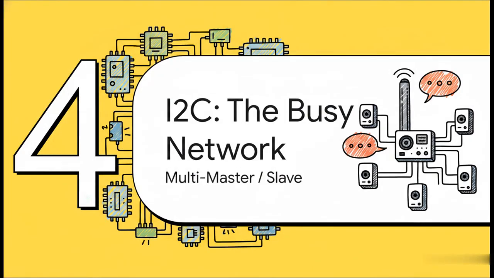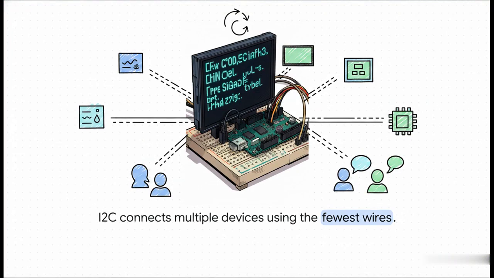Section 4, I2C, the busy network. If SPI is a massive highway with dedicated lanes, I2C is more like a highly efficient office intercom system. This is where I2C really comes into its own. It's heavily optimized for situations where you need to connect multiple peripheral devices. Think environmental sensors, EEPROMs, or those little OLED screens, but you absolutely need to conserve your physical pins and board traces. It is a synchronous, multi-master, multi-slave protocol.